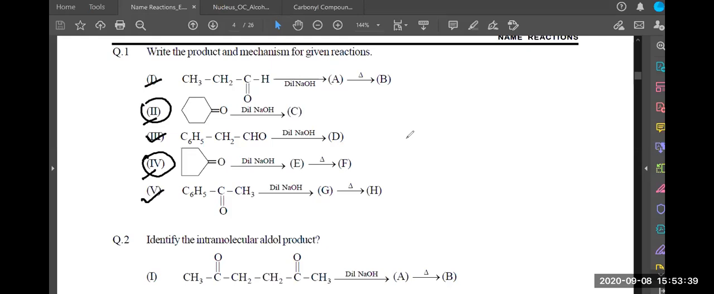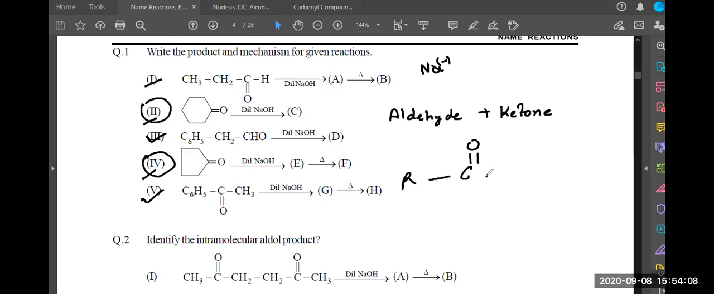Yes, very good. Whenever we have aldehyde plus ketone, remember this. When we talk about nucleophilic addition or nucleophilic substitution, two factors affect the rate of a reaction. The first is steric repulsion, and the second is the nucleophilic center, that is, how much delta plus is here, and the steric repulsion between these two groups.